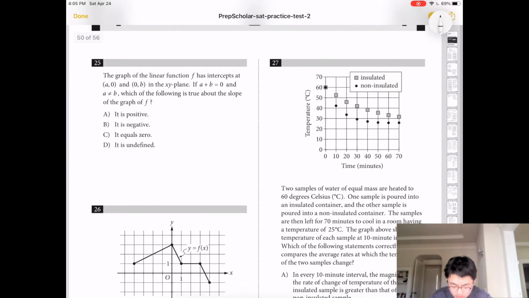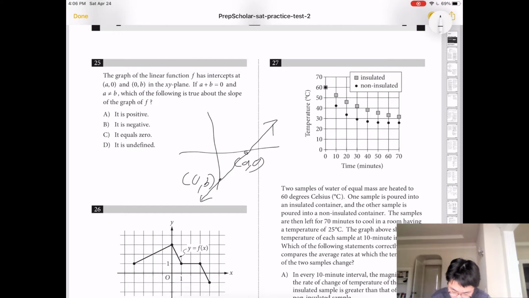Number 25. Intercepts at (A, 0) and (0, B). A plus B equals 0 and A does not equal B. So basically it's (A, 0) and (0, B), which is positive. Yep. So the graph would have to be positive.